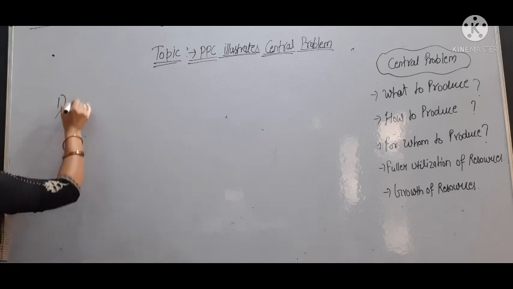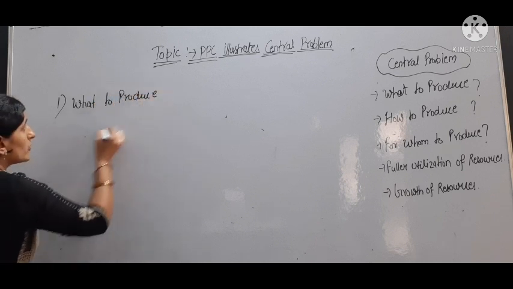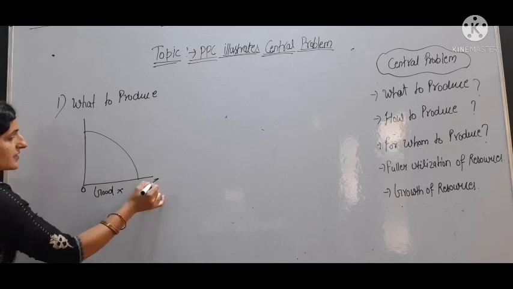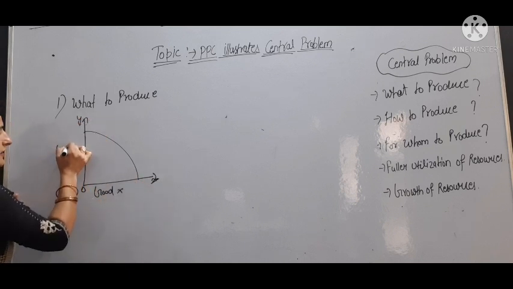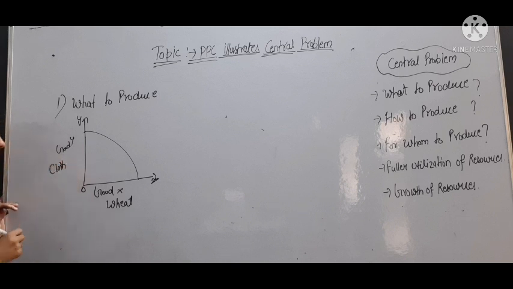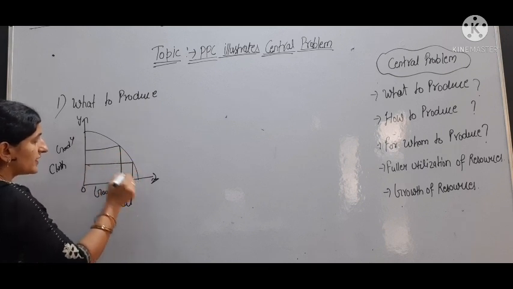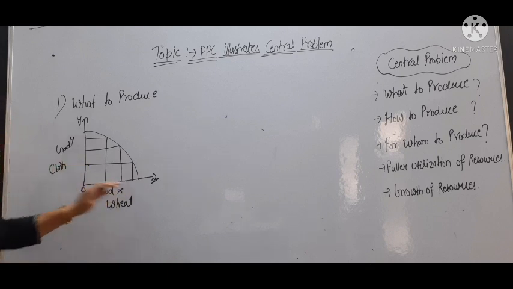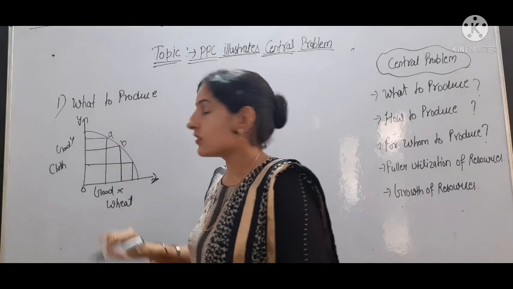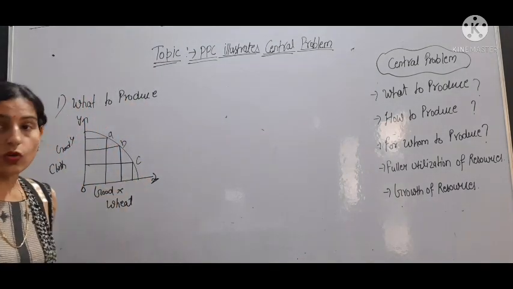So the first problem we have is what to produce. So this is our PPC. We take good X on the OX axis and on the OY axis we take good Y. We can say here we take wheat and here cloth. So different combinations of goods can be produced with the help of PPC. PPC tells us that combination A should be produced, or B, or also combination C. So which combination should be produced in the economy? That is also the problem.